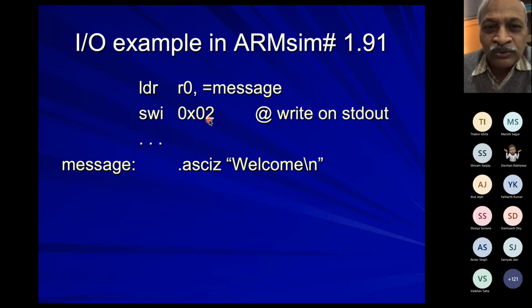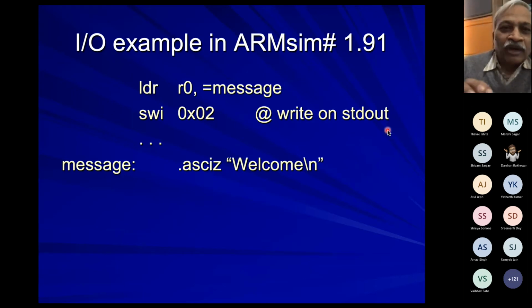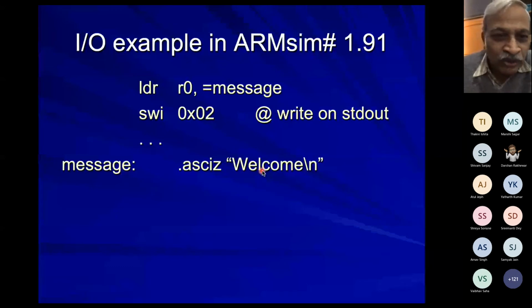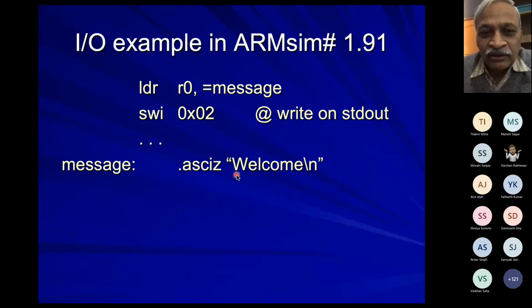For example, code 02 means that you are writing on the standard output channel. That means whatever you want to write will be displayed on the screen, not going to a file. This instruction requires R0 to be loaded with an address where the information you want to display is stored. I'm showing at the bottom, you see message is a label. That means somewhere in the data section you will write this, and this directive means that you initialize the data area with this string.